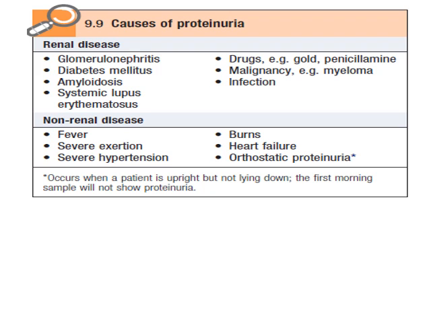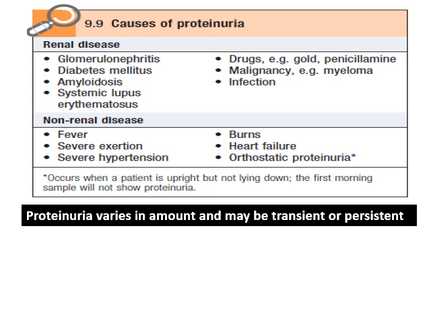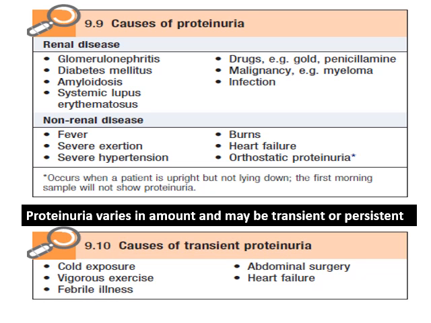But not every proteinuria is due to renal disease. Proteinuria can be due to or cannot be due to renal disease. So among renal causes, glomerulonephritis, and some other diseases that can cause secondary glomerulonephritis also. And we have non-renal disease like fever, burn, heart failure, severe hypertension, severe exertion. All these can be causes of proteinuria. Proteinuria varies in amount and can be transient and persistent. And among the causes of transient proteinuria, exposure to cold, vigorous exercise, febrile illness, heart failure.